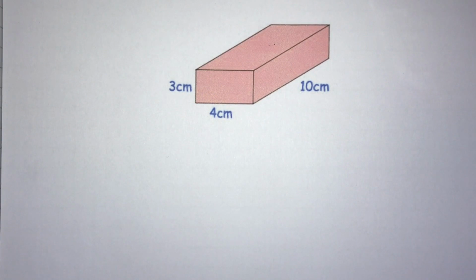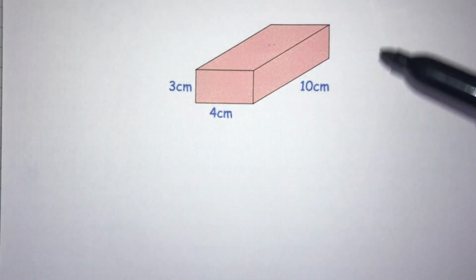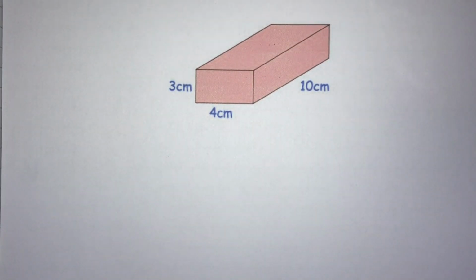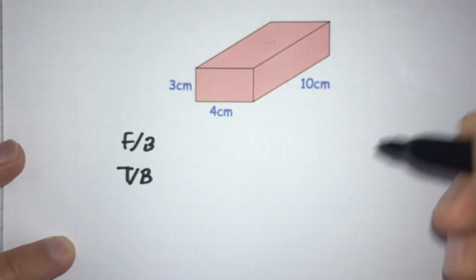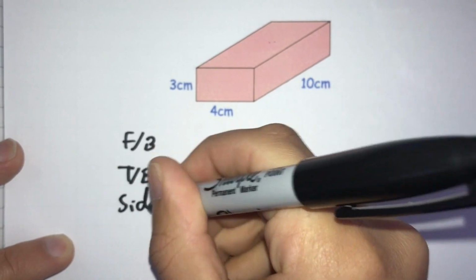Okay, so now here's an example for you to have a go at. So if you just want to pause the video for a moment, see if you can find the surface area of this cuboid here, and I'll go through it in just a moment. So again, we've still got our 3 pairs of sides. We've got our front and our back. We've got our top and our bottom. And we've got our 2 sides.